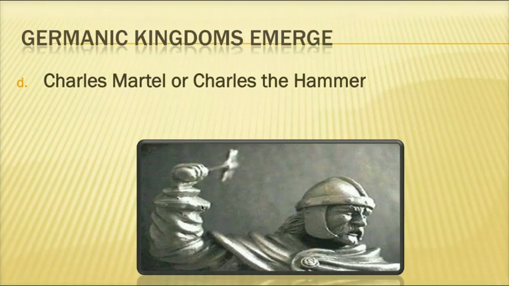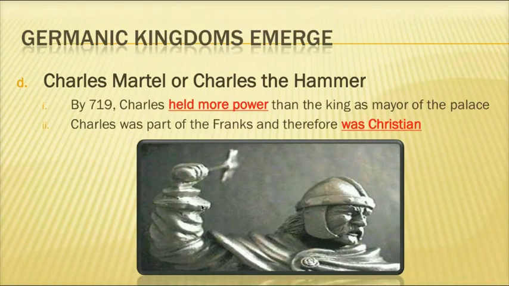this guy, Charles Martel, or the guy with the coolest name ever, Charles the Hammer Martel, who was mayor of the palace under the Franks, became a very, very important person here in the Middle Ages. So let's talk a little bit about what Charles Martel does. By 719, Charles, as mayor of the palace, held more power than the king. And it's what he does with that power that really makes him a big deal.